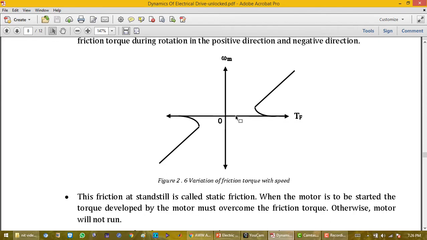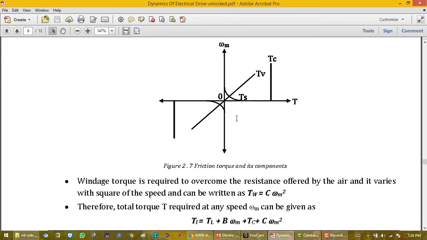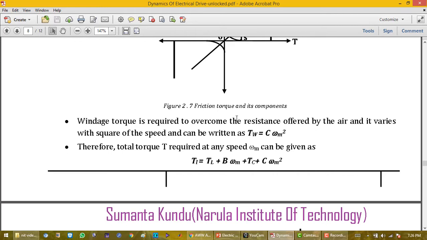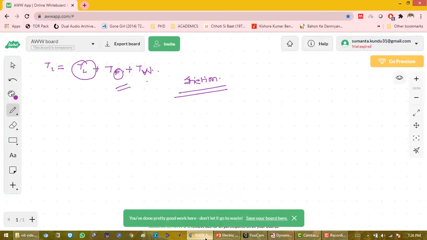Okay, so this is my variation of friction torque with speed. Now windage loss is basically the torque required, or windage torque, which is the torque required to overcome the resistance offered by the air. So when the motor is running at high speed, air resistance comes into the picture, and this follows a rectangular hyperbola. TW equals C omega m square.